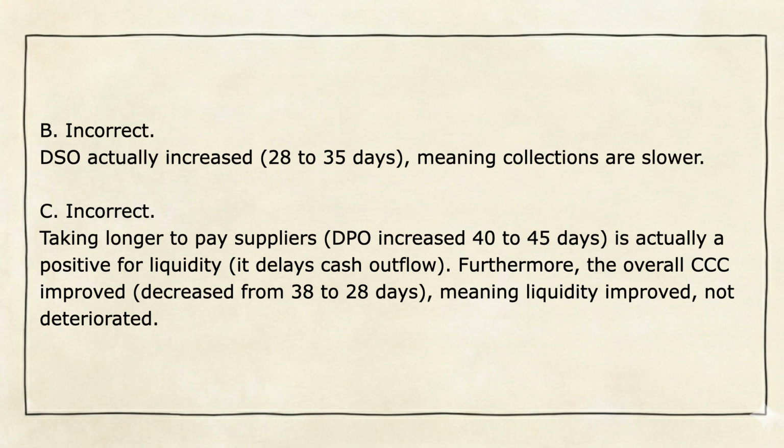B. Incorrect. DSO increased from 28 to 35 days, indicating slower collections. C. Incorrect. Increased DPO and improved CCC indicate improved liquidity.